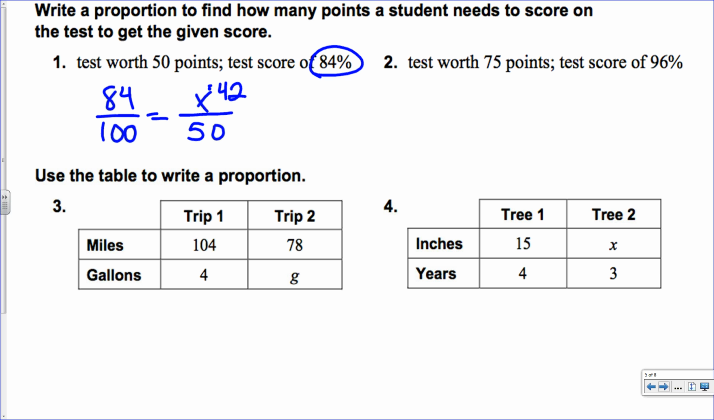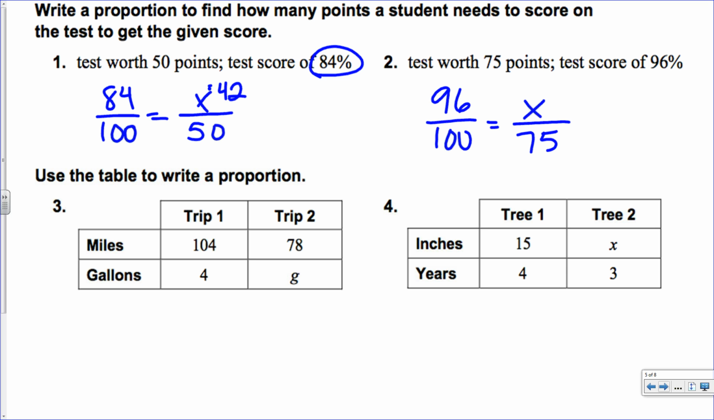On number 2, it's 96%, which is 96 out of 100, and that's equal to something out of 75, and that's how you'd write it. And I'm okay if you did not solve that one, although you could multiply it by 3/4 to work it out.